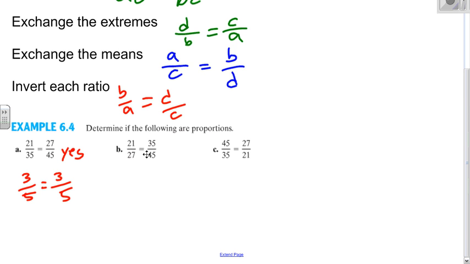Now looking at B, if we were to exchange the means, we would get 21 over 35 and 27 over 45, which is the same. As we just showed, they're equal. So yes, that is a proportion.